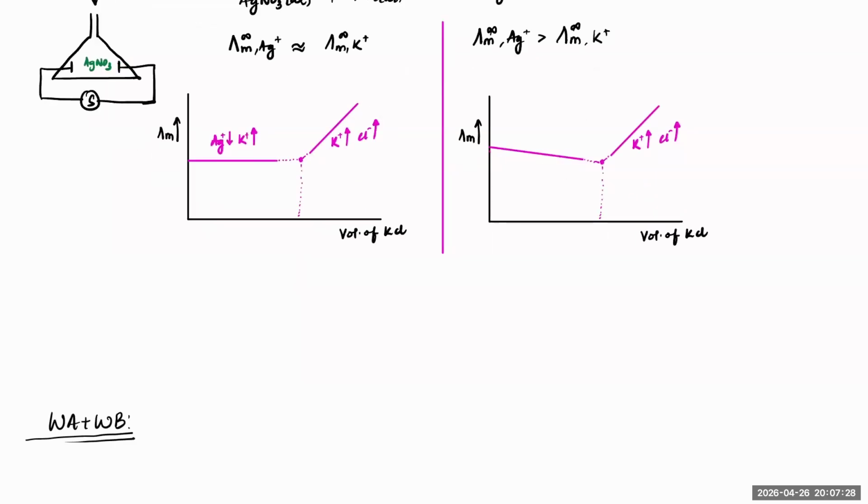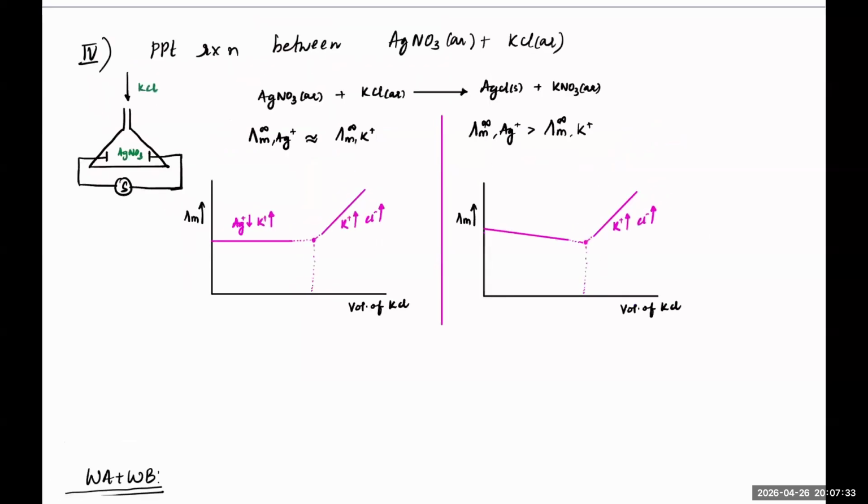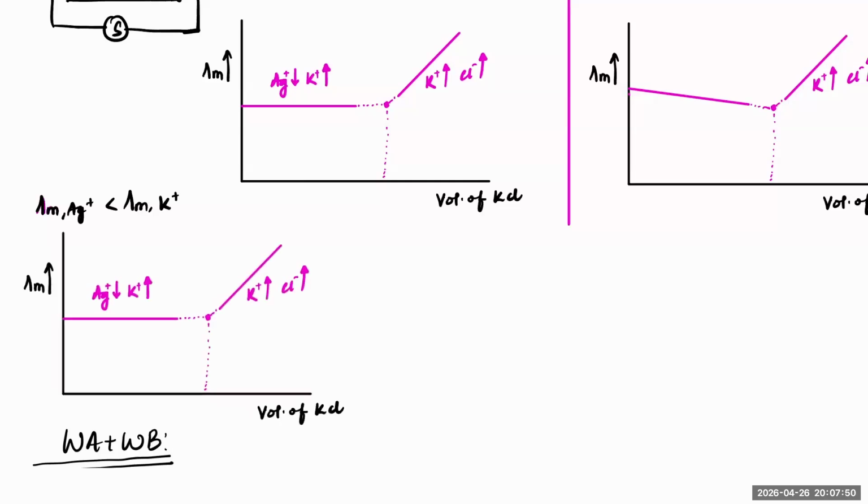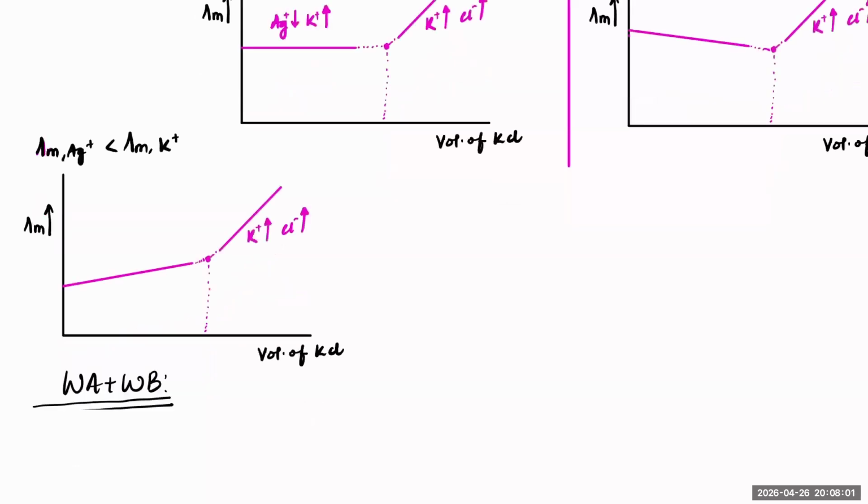Now assume the other case, the last case here: if lambda m of Ag plus is less than lambda m of K plus, then the graph will be slightly like this, where initially, because K plus is increasing, the molar conductance should slightly increase as well. So this is how the increment will be like this. Here K plus is increasing and Ag plus concentration is decreasing. So this is how the graph will go.